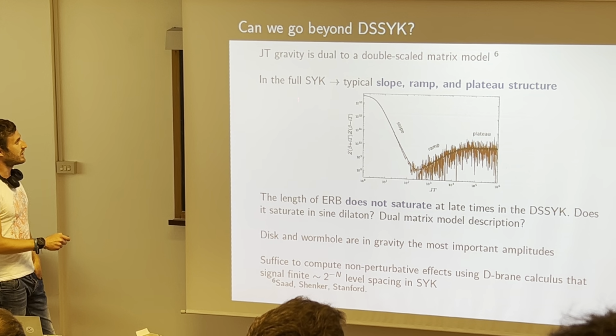But we know that if we just restrict to the disk, then the wormhole length in sine dilaton gravity can never reach a plateau, for instance. So one may ask, okay, can we find a dual matrix model description of sine dilaton gravity in such a way that we can reproduce these features?